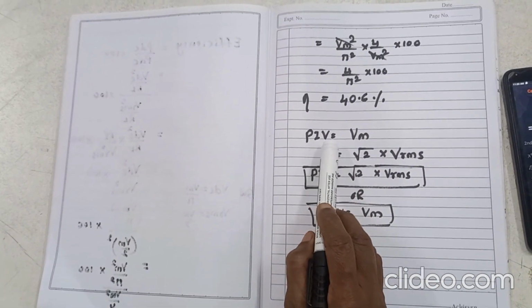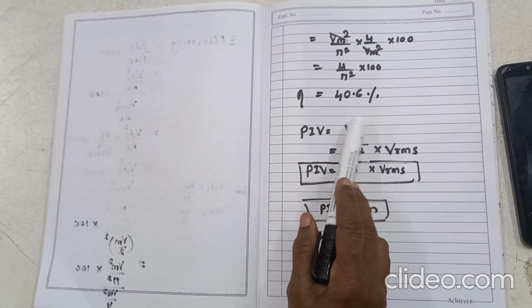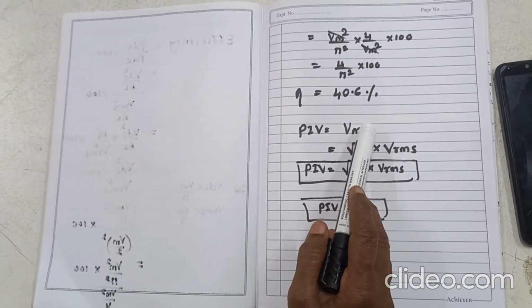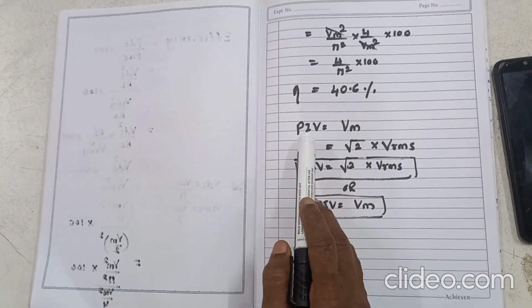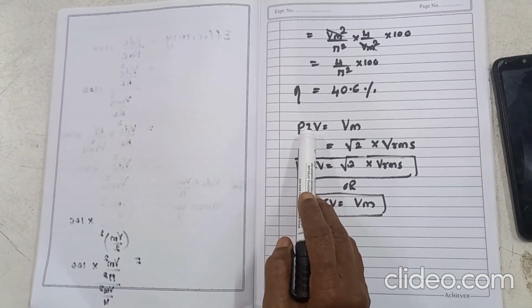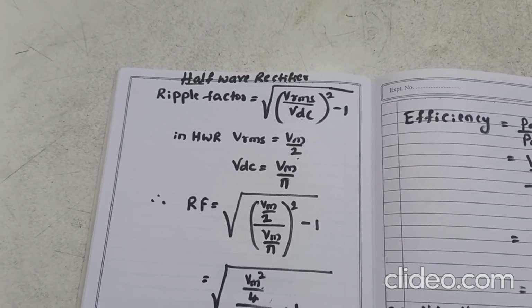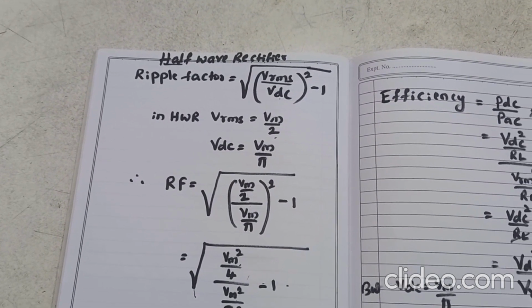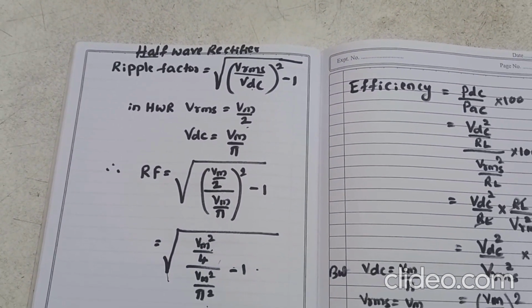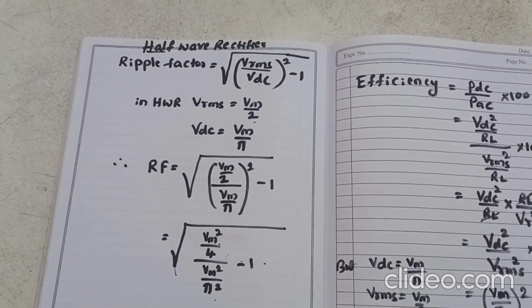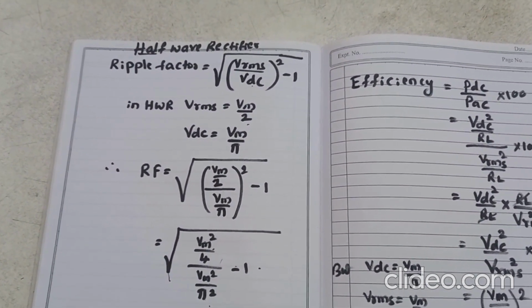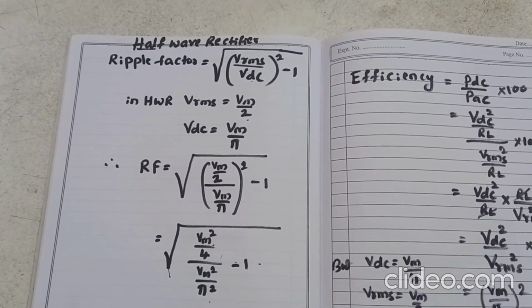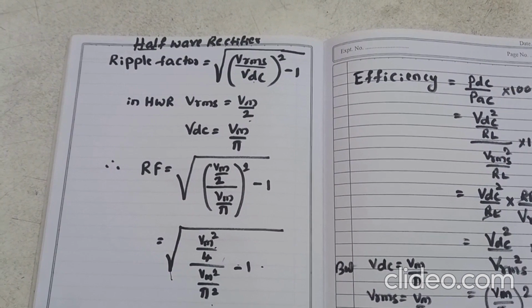Then the peak inverse voltage formula is Vm. So whatever the maximum voltage you get, that will become the peak inverse voltage for half wave rectifier. In this way you can find out the ripple factor, efficiency and the peak inverse voltage of half wave rectifier theoretically. So after conducting the experiment, compare these theoretical values with the practical values.